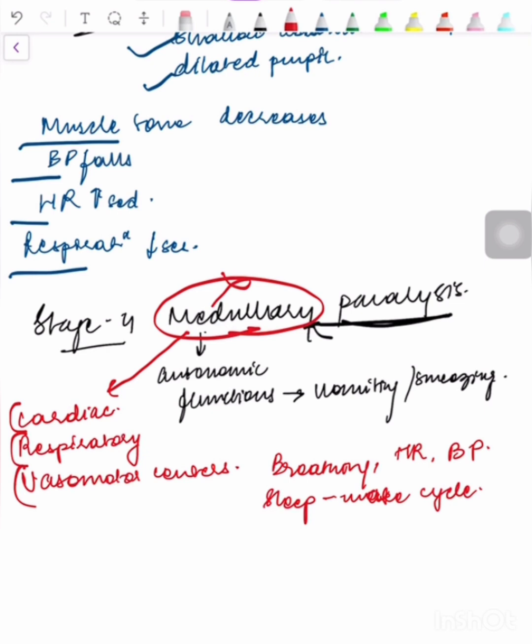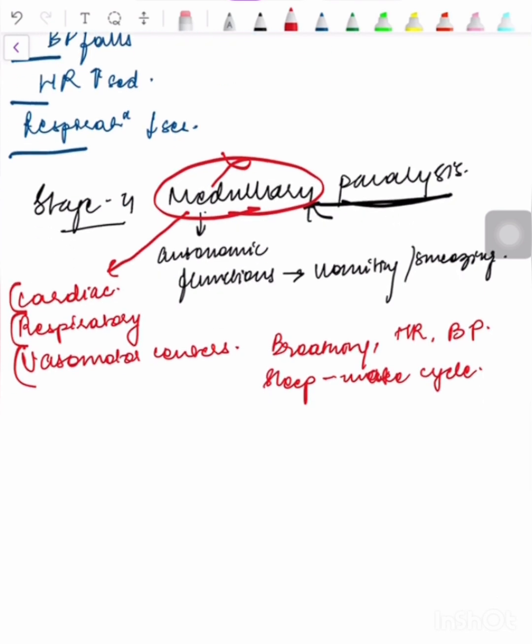So in medullary paralysis, stage 4 is also known as overdose. So overdose, what? If you are observing this stage, it means it's death. So this is also known as overdose, which occurs when too much anesthesia is administered to the patient during the surgery. Okay, and the patient has severe brainstem or medullary depression. So the patient has medullary depression.